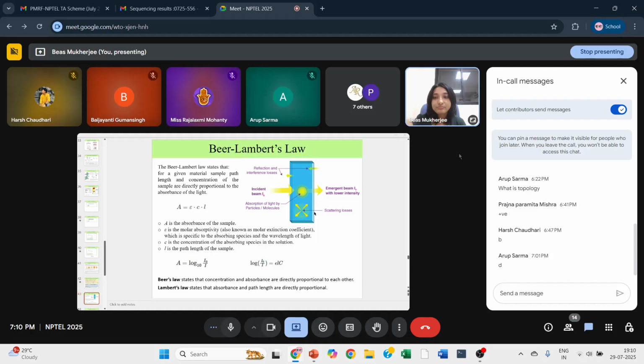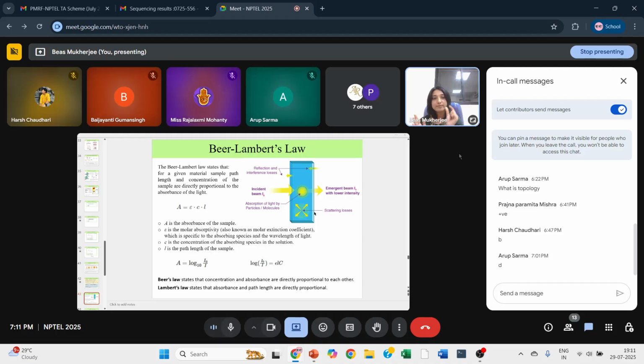Okay, so Beer-Lambert's law states that for a given material, the sample path length and concentration of the sample are directly proportional to the absorbance of light. Now, this is telling that this is directly proportional. To make something that is proportional into something that is equal, you have to multiply with a constant. So here the constant is actually the molar extinction coefficient, which is represented as epsilon. This depends upon the number of tyrosine, tryptophan and phenylalanine present in the protein, times the individual molar extinction coefficients of these particular amino acids. So that is how it is done.